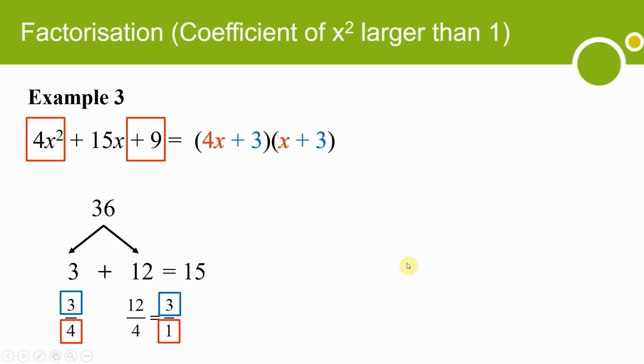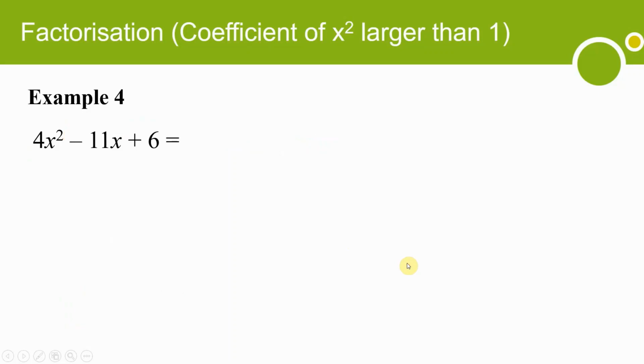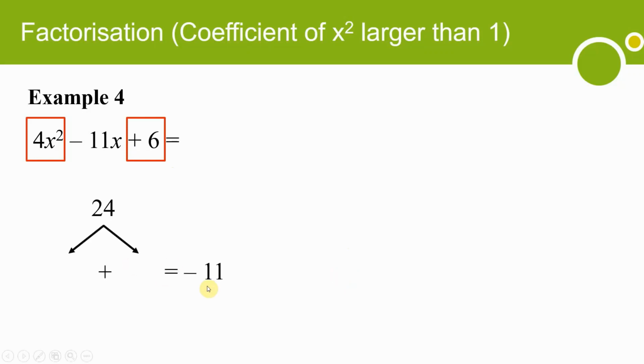Just one more example. Alright, in this case, let's repeat the method again. We multiply the first term and the last term. 4 times 6 is 24. And what are the factors of 24 that will add up to negative 11? Notice it's negative 11. Alright, so it's actually negative 3 and negative 8. Because when both are negative, you actually get a positive number.